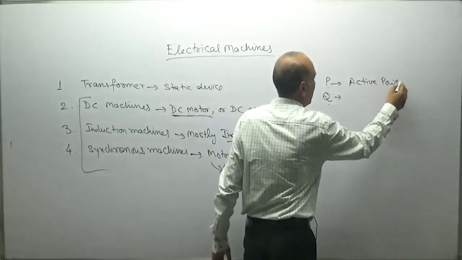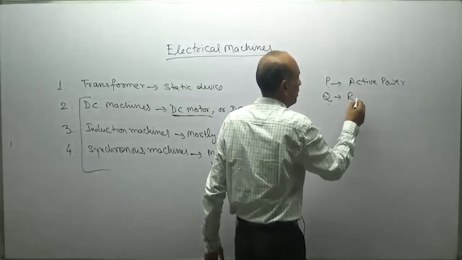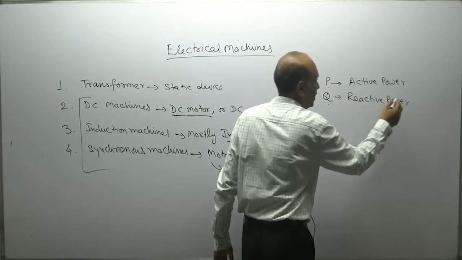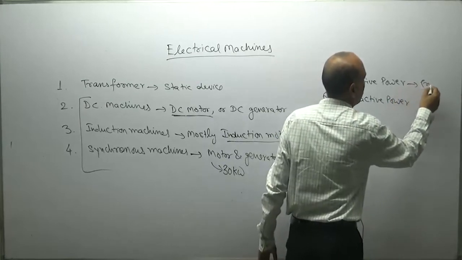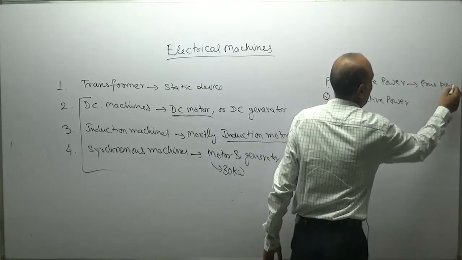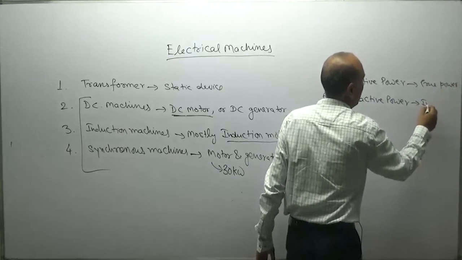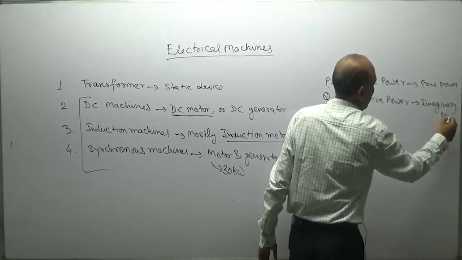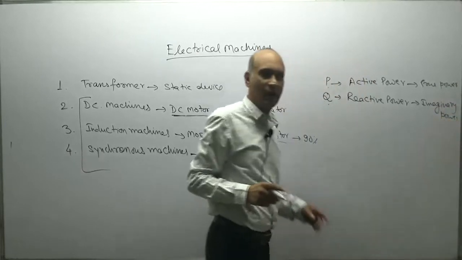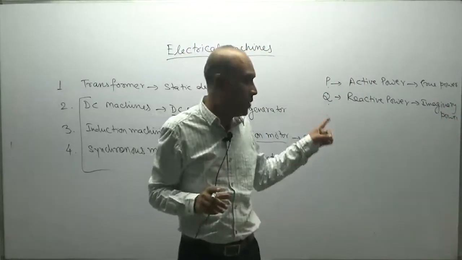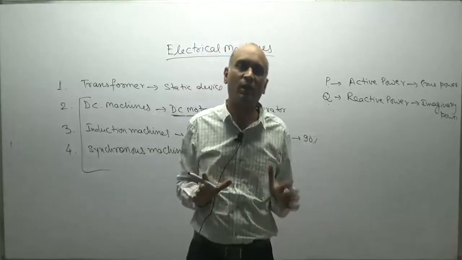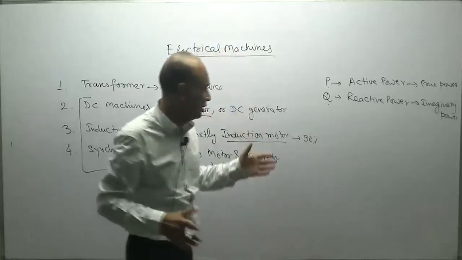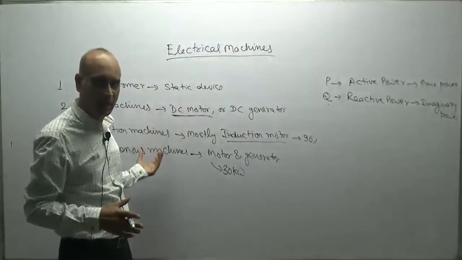P is generally called active power, Q is generally called reactive power, and active power is called true power also. Reactive power is called imaginary power. So, why is active power called true power and why is reactive power called imaginary power? First I will explain it to you, then we will start topics of electrical machines.